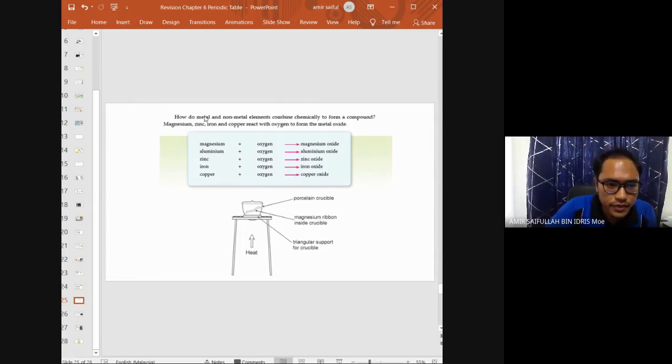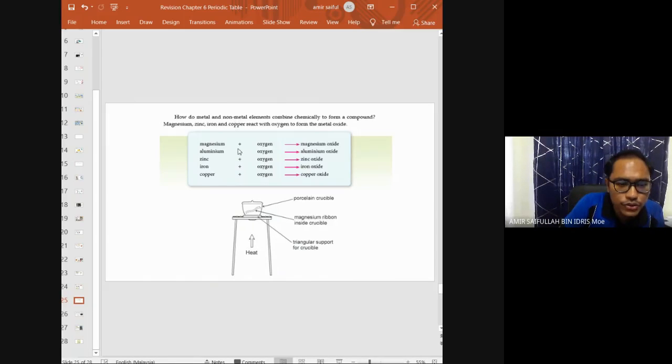Okay. So how do metal and non-metal combine chemically to form a compound? How do they combine? Metals like aluminium, zinc, iron, copper. We can heat them, so they will get oxygen. Once you heat metal with oxygen, you will get a new compound, what we call a metal oxide. Metal plus oxygen becomes metal oxide.